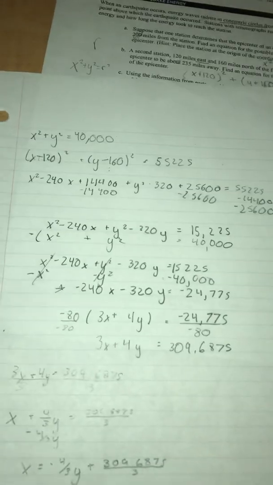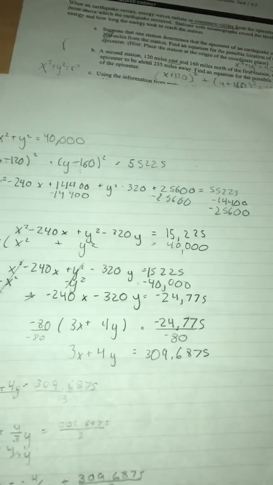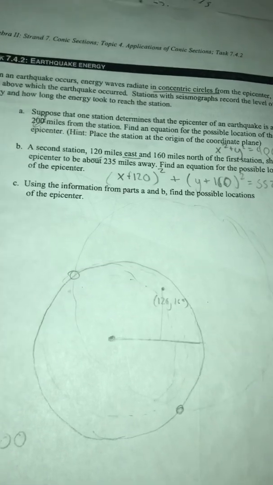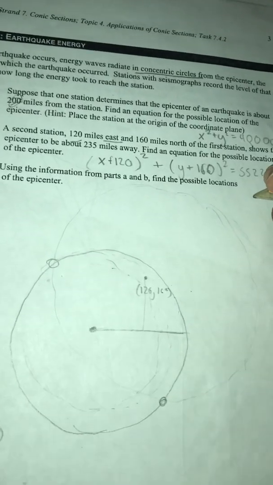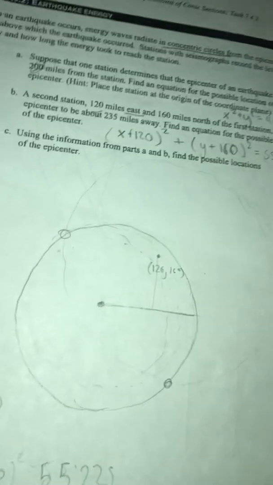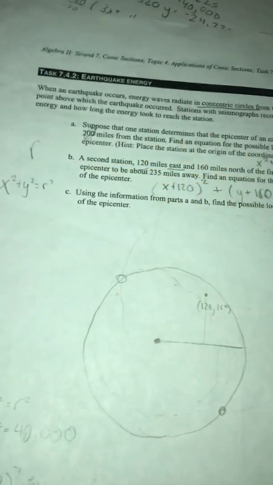Hello, so today I'm going to be talking about the extra credit problem. It's finding the two specific points, which would be right here and right here. So to get the first two equations, you would just use the circle formula, which is x squared plus y squared equals r squared. R squared is 200 squared, which I got as 40,000.